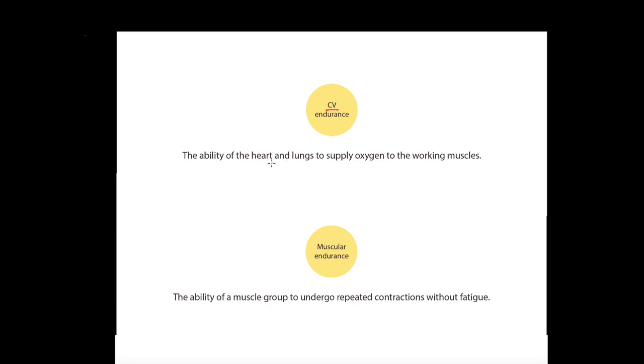But here, in our definition, we've got the ability of the heart, okay, that's the C, and the lungs. Well, that's respiratory, so it's not vascular at all. But anyway, never mind. The ability of the heart and the lungs to supply oxygen to the working muscle. So look, we're getting oxygen to the working muscle. So as I said before, this is a very aerobic consideration. How efficiently and effectively can we continue to get sufficient oxygen to the working muscle so we can continue to do predominantly aerobic work? And for me, it should really have the description of without fatigue in there.